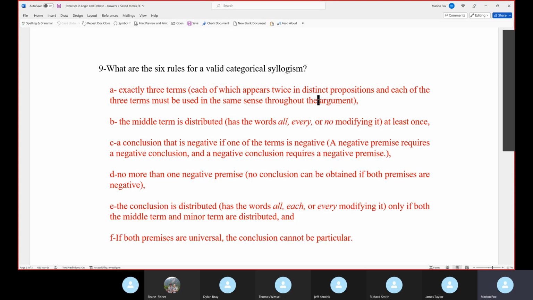Right? The middle term must be distributed at least one time. It must have the words all, every, no, or none modifying it. A conclusion is negative if one of the premises is negative. A negative premise requires a negative conclusion. A negative conclusion requires one negative premise. You can't have two negative premises. You can't have more than one. You won't get a conclusion from it.